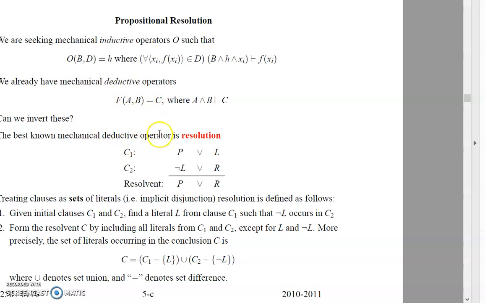As per the previous definition, we are going to find the induction by inverting the deduction. Before that, let us see the resolution rule. Suppose I have one clause C1, where L is one literal. This clause C1 contains P disjunction L, and I have another clause C2 which contains the negation of L, disjunction, and another literal R.